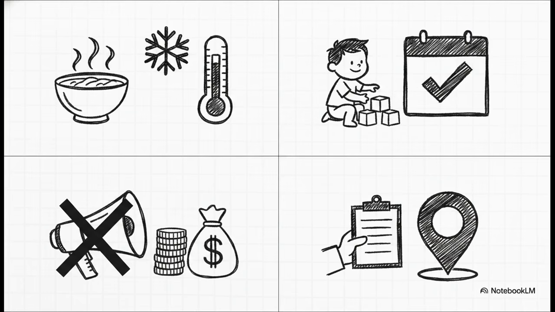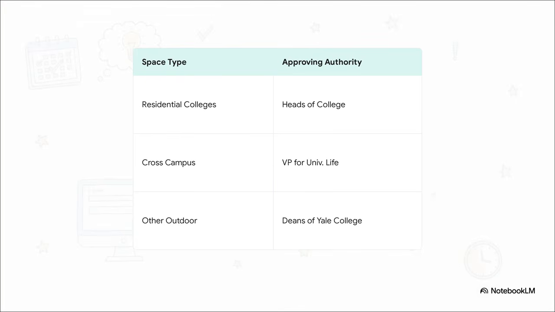Also, if your RSO is doing any sort of political campaigning, there are absolute restrictions against using university funds for that. And for non-monetary solicitation, like gathering petition signatures, you're restricted to specific approved plazas, like the Schwartzman Rotunda or Cross Campus.